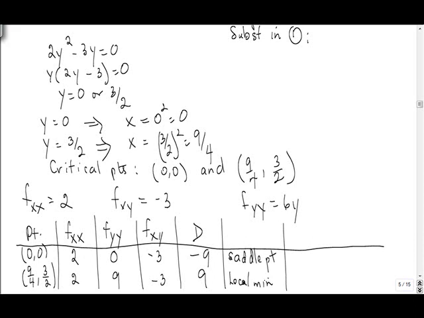And in the last column, put what f of x, y is. So take 0, 0, put it into the function, you get 0. Take the other point, put it into the function, you get negative 27 over 16. And you're done. When you set it up like that, it's going to be a lot easier for you. Any questions so far?